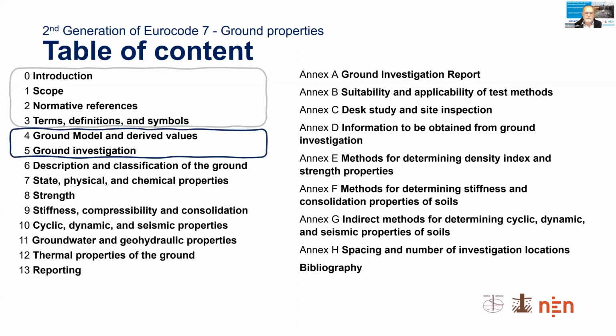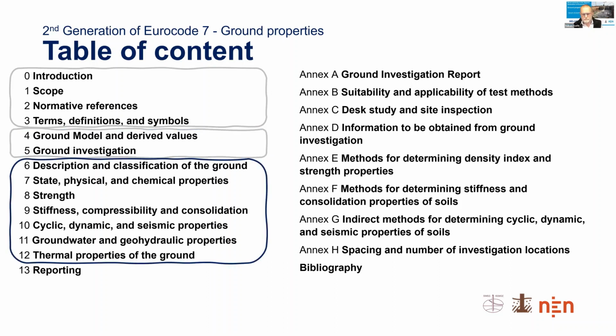Then we have 2 sections, section 4 and 5, which are the ground model and derived values, and the ground investigation. The process of getting information from field and laboratory up to derived values, including the ground model and the ground investigation report, are described and introduced here in sections 4 and 5, together with section 13 about reporting. Then we have a package of sections 6 until 12, where we have from the beginning 6 description and classification, 7 state, physical and chemical properties, 8 strength, 9 stiffness and compressibility and consolidation. Then we have 10 cyclic, dynamic and seismic properties, 11 groundwater and geohydraulic properties.